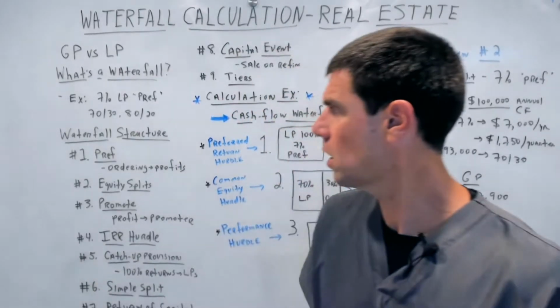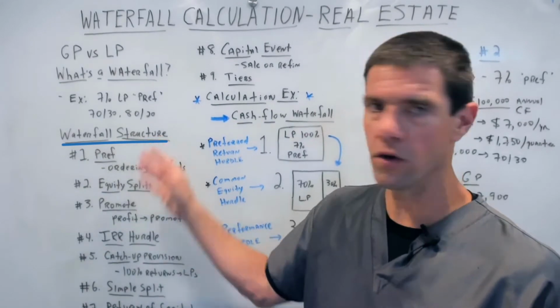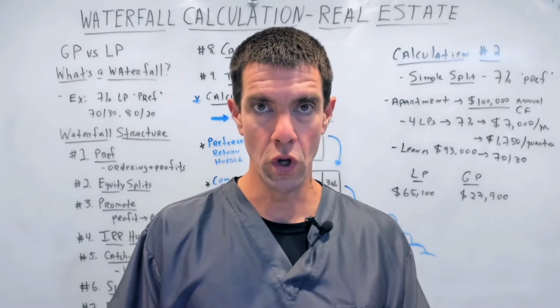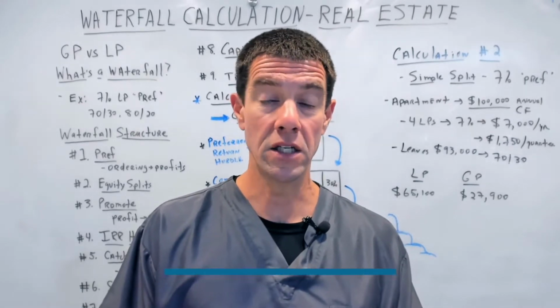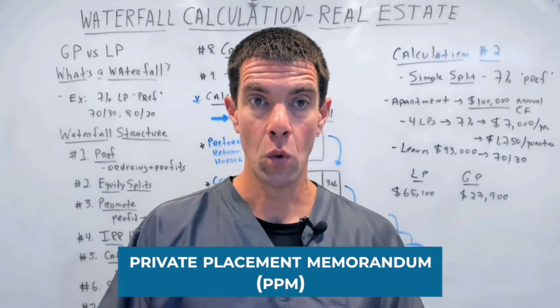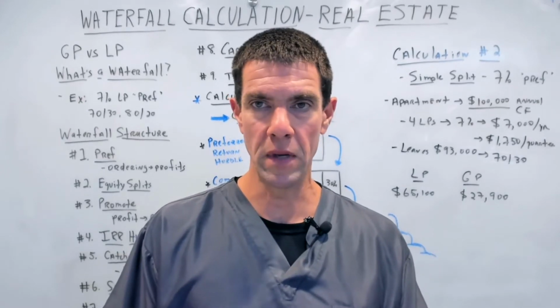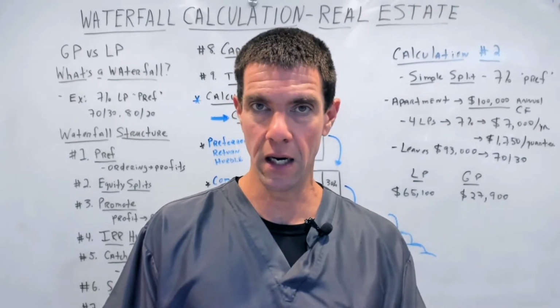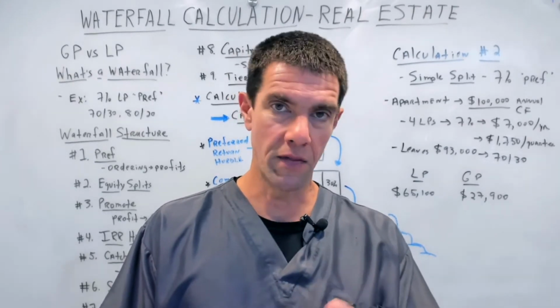So let's talk a little bit about how exactly a waterfall is structured. One of the most important legal documents to review when investing in a syndication is something called a PPM, or a private placement memorandum. Within the distribution section of the PPM, you'll be able to see the common types of waterfall structures that have been set up for the particular project that you're investing in.